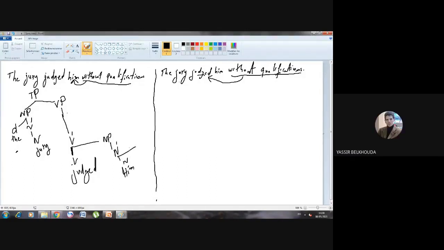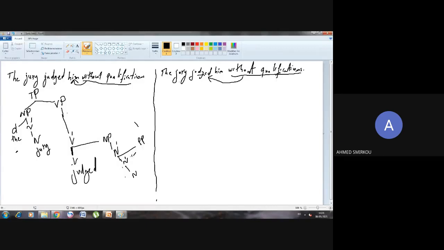It is a modifier. If you branch it from this one, it means it is a complement. Is it a complement? No. So we have to add another N bar, because it's not a complement. So you see now the preposition phrase is simply an adjunct.